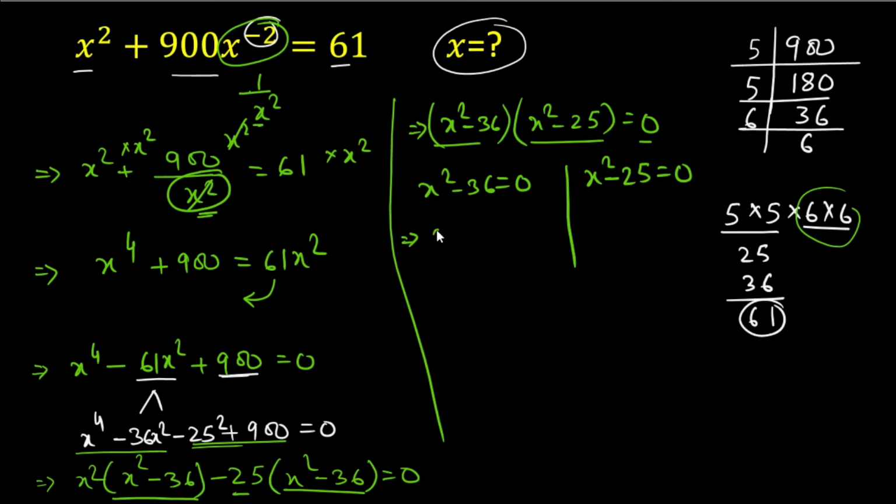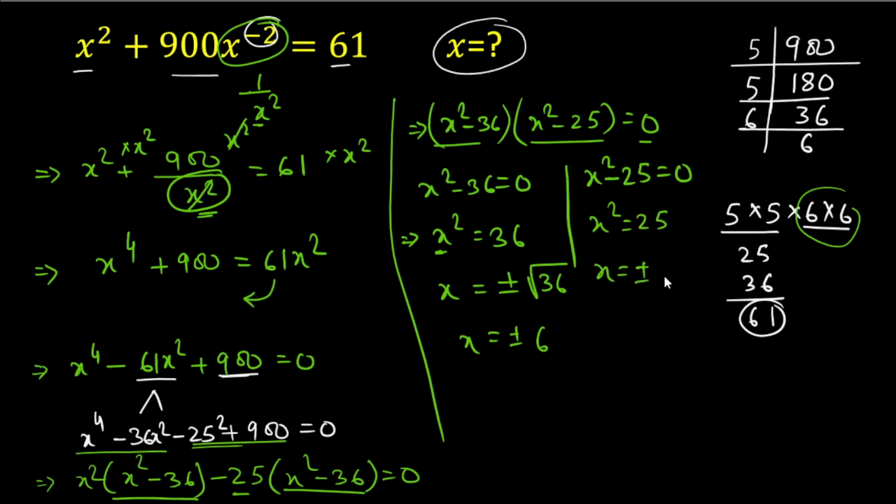Now here x square is equal to 36. For calculating the value of x, we'll take the root of both sides. So we have x on the left hand side, and on the right hand side plus minus square root of 36. So the value of x will be plus minus 6. And here x square is equal to 25, so the value of x will be plus minus 5. And here we have 4 solutions of x, that is plus minus 6 and plus minus 5. This is our answer to this question.